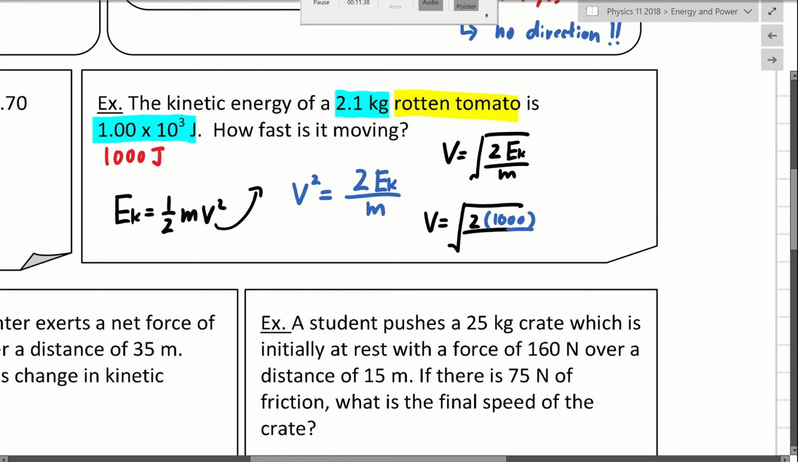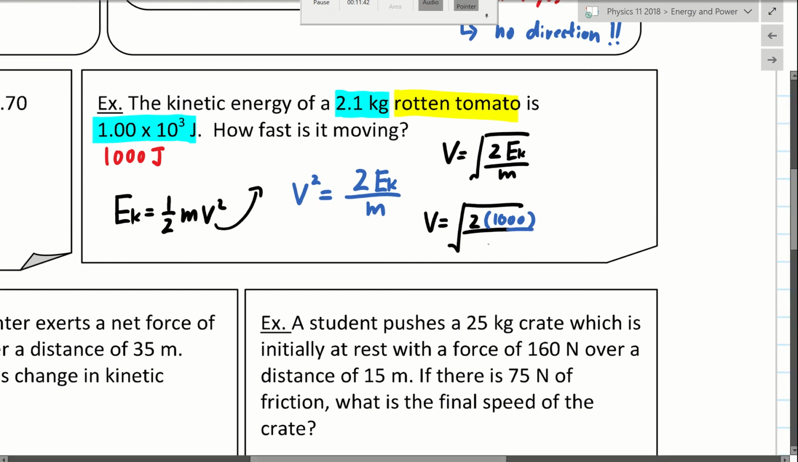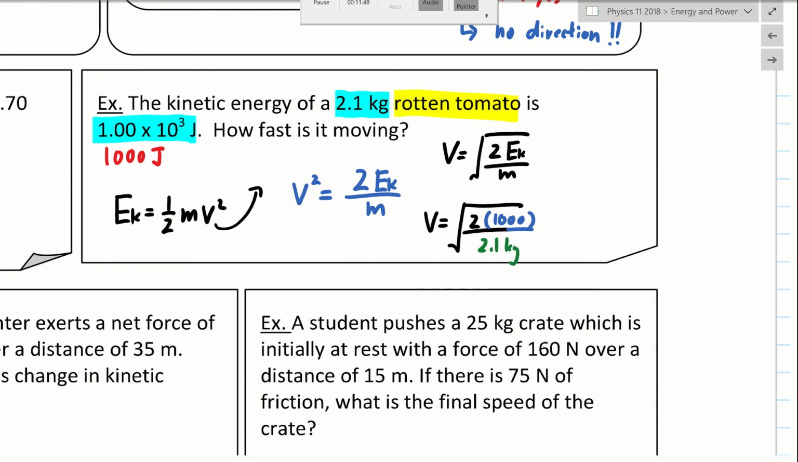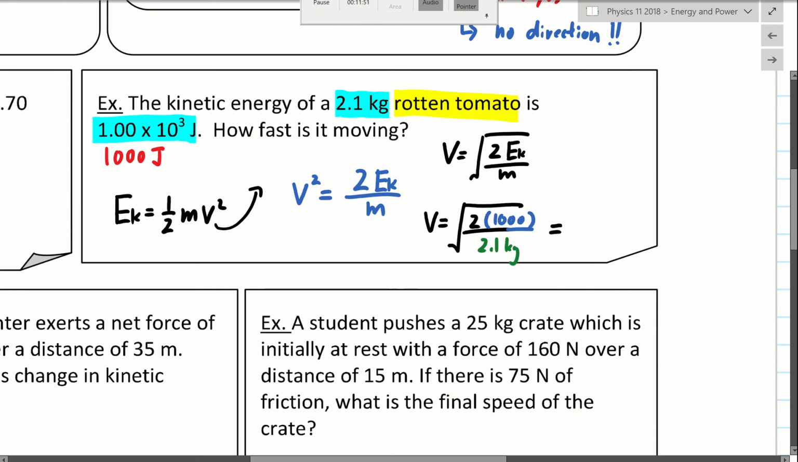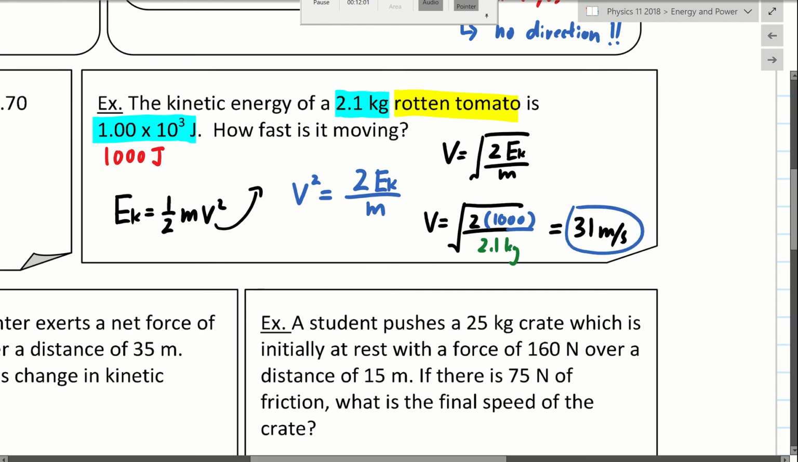1,000 joules of energy, and the mass of the gigantic tomato is 2.1 kilogram. 2.1 kilogram tomato, very big. So do that magic, and you have the speed of the tomato, 31 meters per second, which is over 100 km per hour, faster than a car on a highway. You must really, really hate that movie to throw that hard, right? Maybe it's just really, really bad.